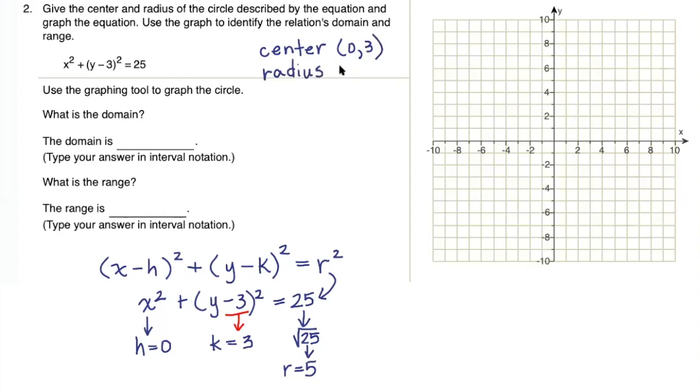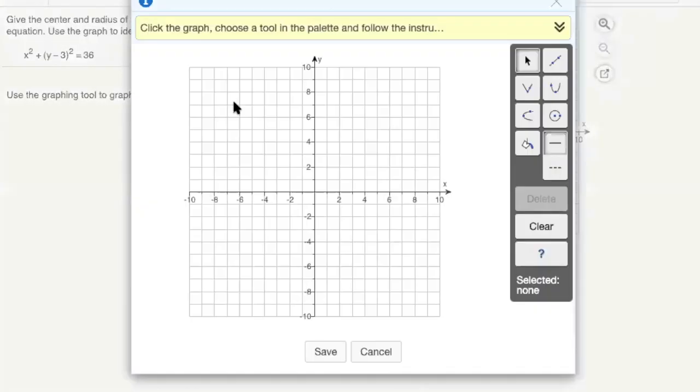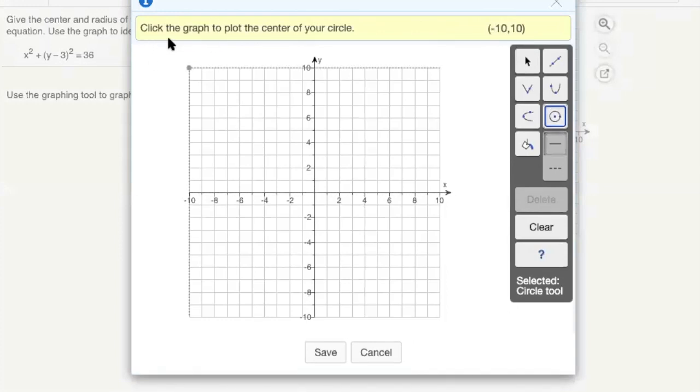When you go to MyMathLab and you need to graph a circle, you're going to click on the graphing tool and follow the directions at the top. Click the graph and choose a tool in the palette. Follow the instructions. In this case, we would be looking to graph a circle. The directions change to say click the graph to plot the center. So whatever point I'd want to be my center, I would click once, and you can see it's holding that position. And then I need to plot a point on my circle.